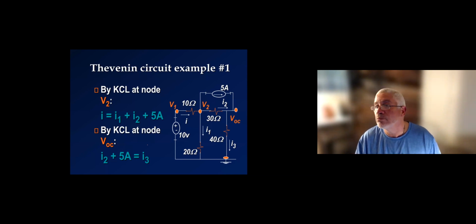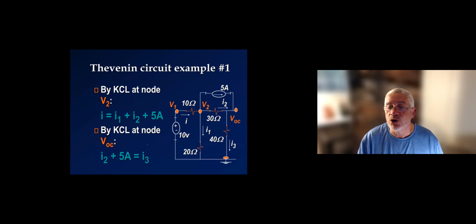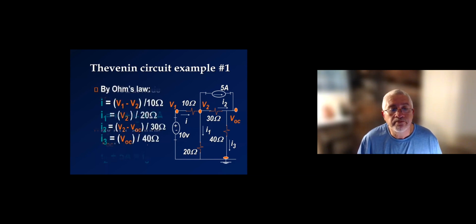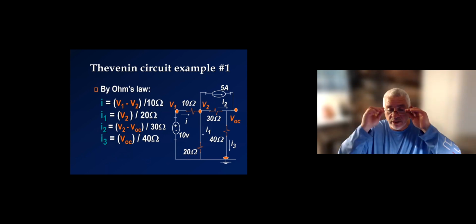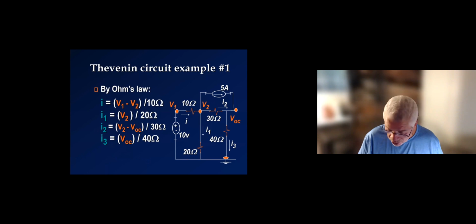I do Ohm's law, I put them in, and I'm going to solve for VOC and V2. I already have V1. So Ohm's law again, passive sign convention: I is V1 minus V2 divided by 10, I1 is V2 divided by 20, I2 is V2 minus VOC divided by 30, and I3 is VOC divided by 40. So I bring those into my two KCL equations, and then I solve.